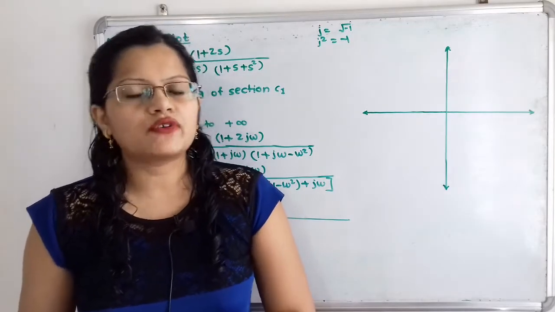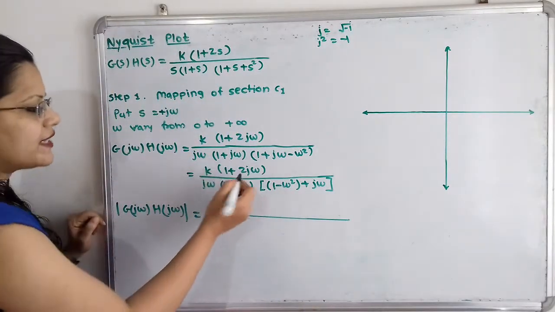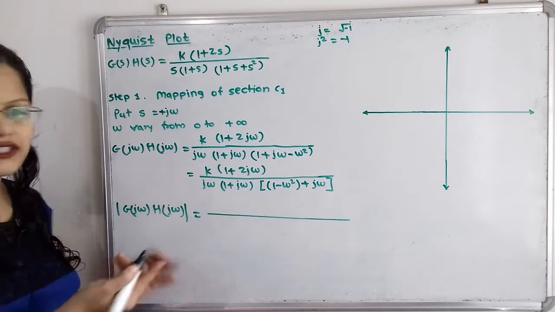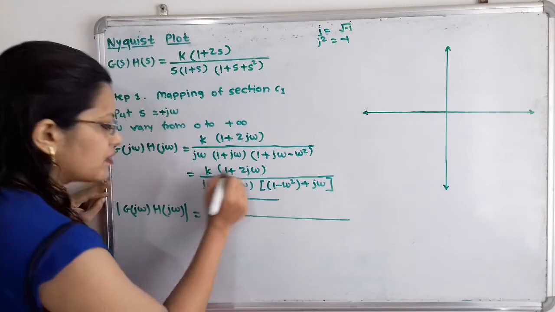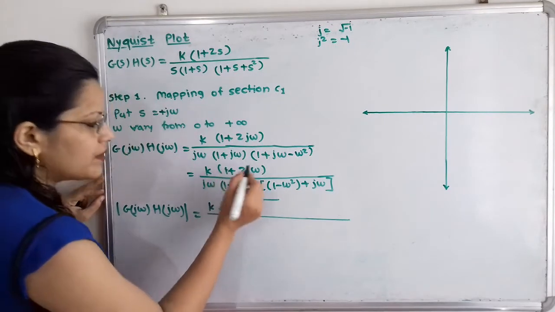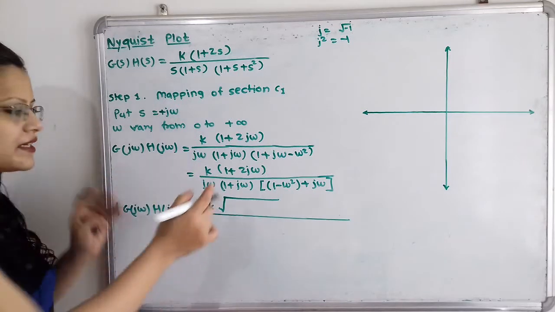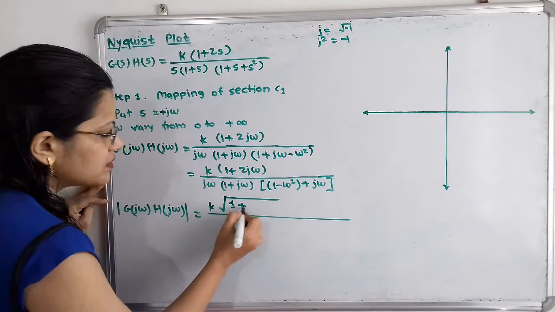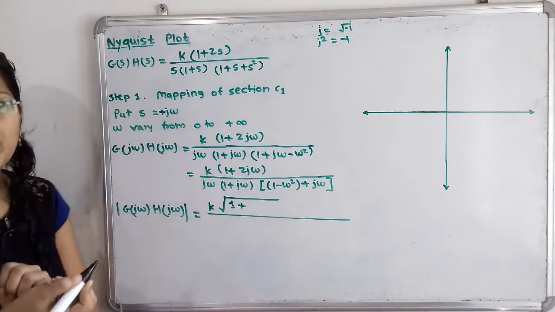Now we will find out the magnitude as well as the phase angle. Here we have to take every j omega term inside a square root and take its square. For this term, the square root of 1 plus 2j omega, I will take the square root and square simultaneously. So 1 squared is 1, plus 2j omega squared, that is 4j squared omega squared.